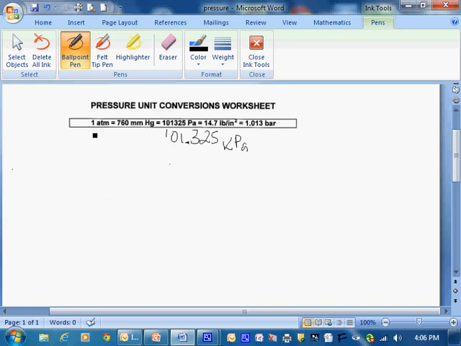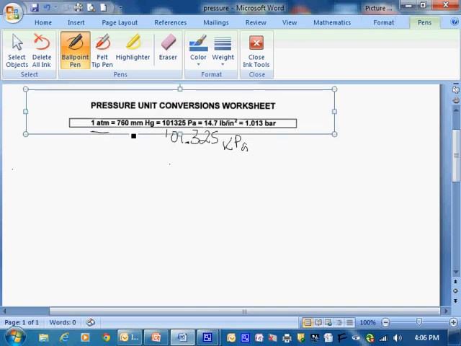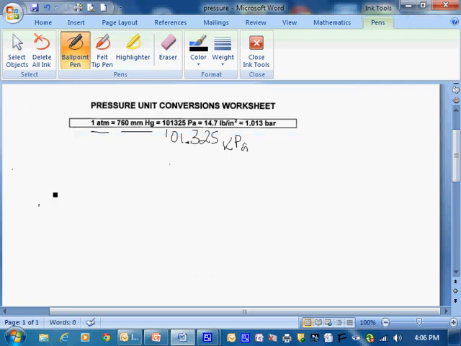But let's say we want to go from atmospheres to millimeters of mercury. Okay, and we're going to go ahead and say that our problem tells us we have 3 atmospheres and we want to then determine how many millimeters of mercury that would be. So 3 atmospheres becomes our given number. We'll set up our T-bars.